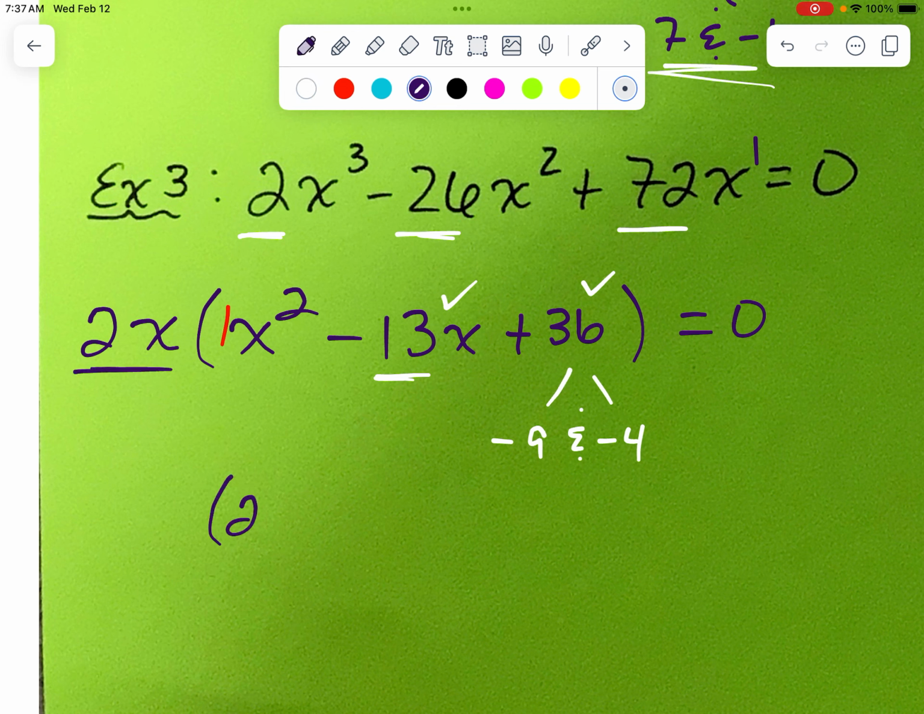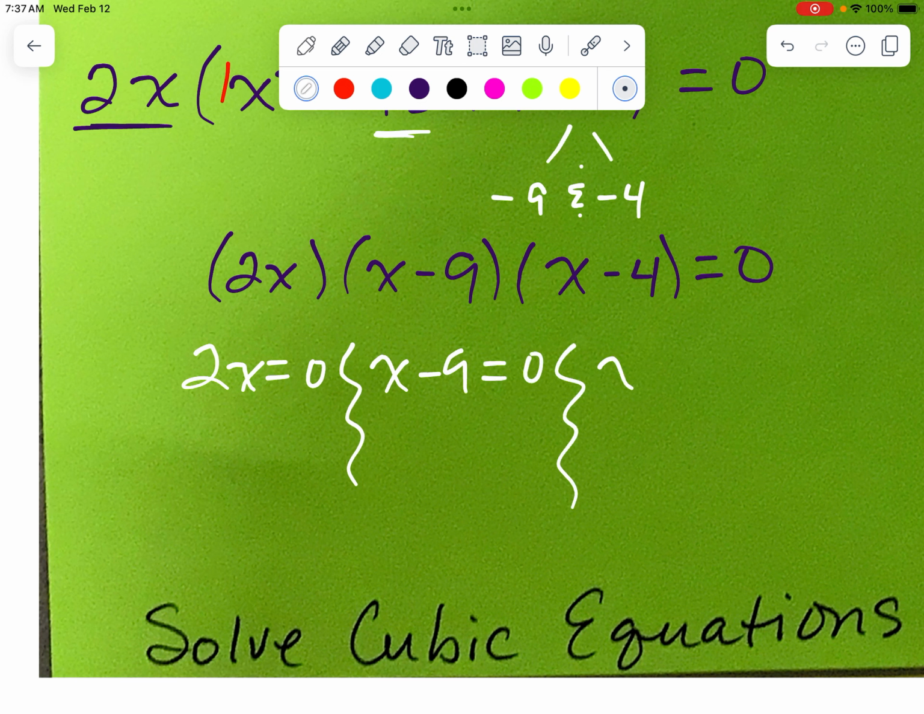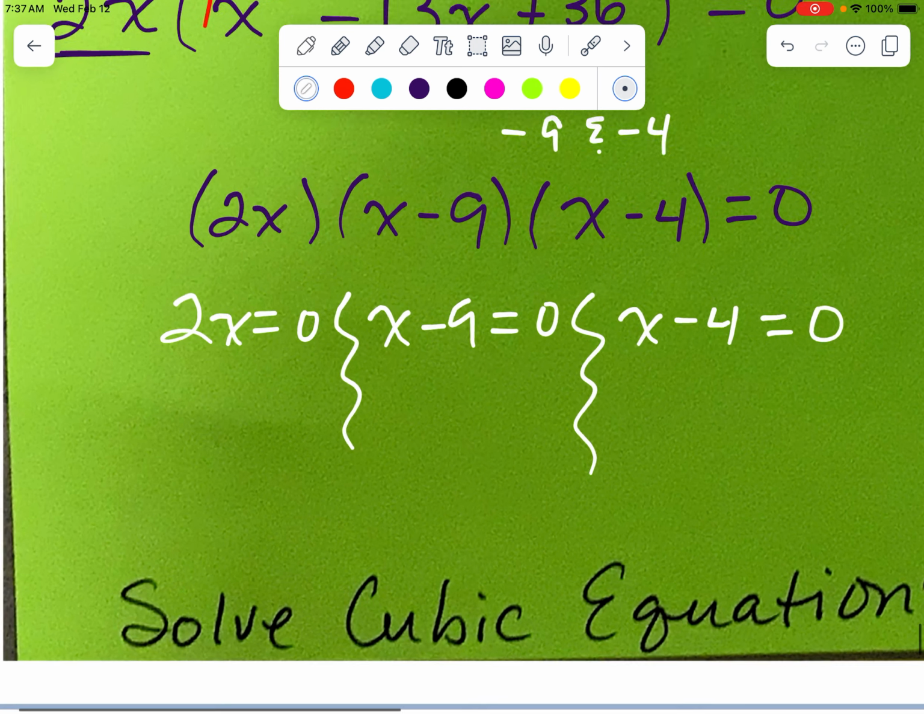So we have 2x, x minus 9, x minus 4. Those are all set equal to 0. Now we can create our 3 equations. 2x equals 0. X minus 9 equals 0. X minus 4 equals 0. And then we just solve.